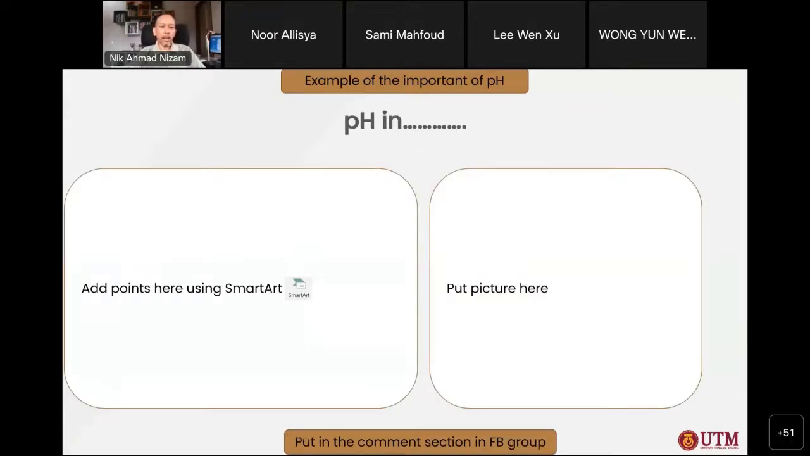pH in our stomach, for example. Like I told you about the importance of the low pH in our stomach. You can put some points here using SmartArt, and put a picture here. Same as the active learning, put it in the comment section in the FB group.